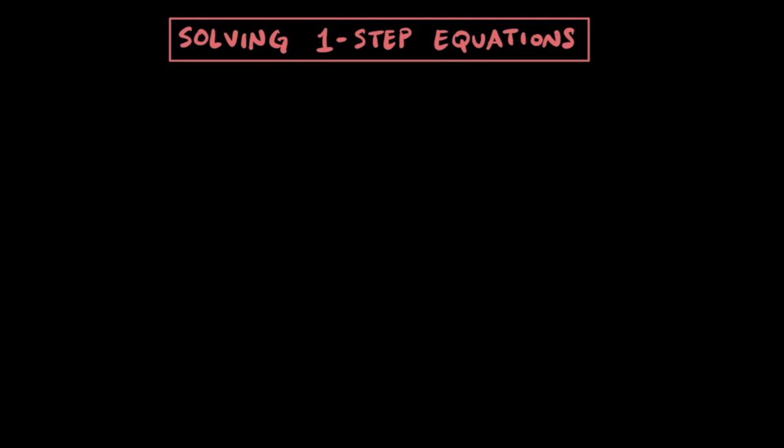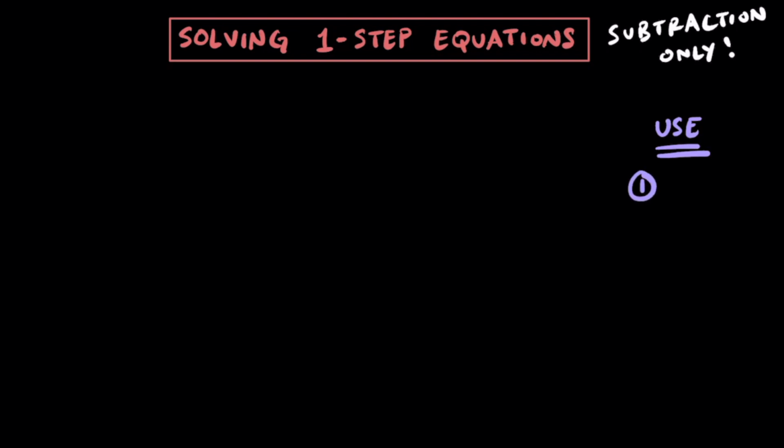In this video, let's talk about solving one-step equations, but specifically in this one, let's try just solving the equations that have subtraction as the operation. To solve these one-step equations that have subtraction as the operation, we really have two properties that we need to use. The first one is going to be the addition property of equality.